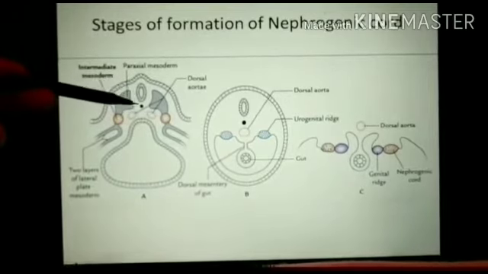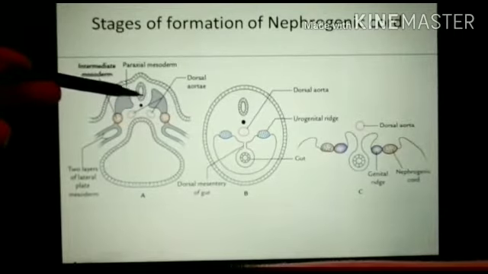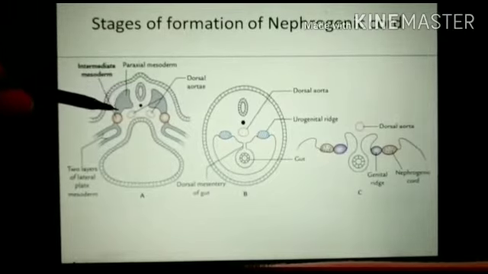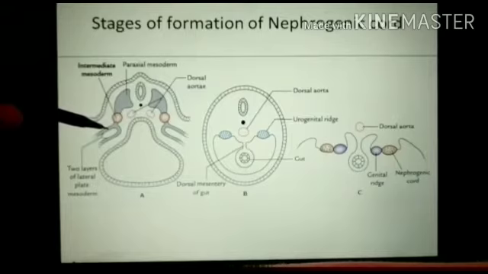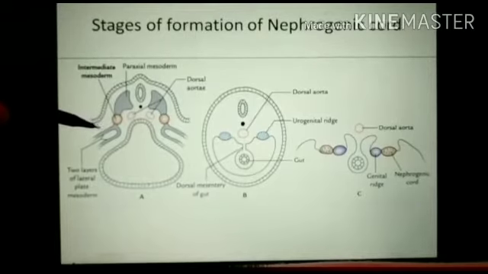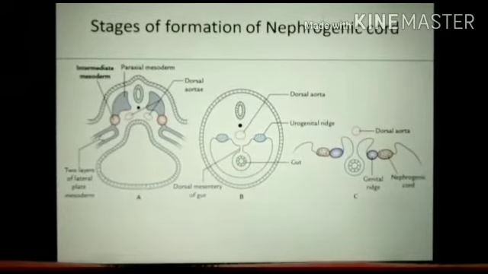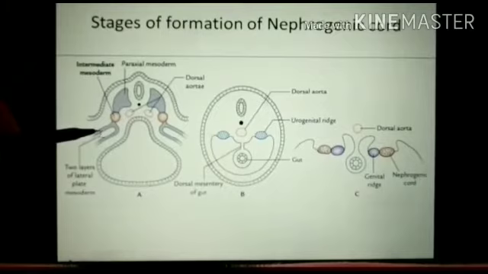Now on each side of the notochord, the intraembryonic mesoderm divides into three parts. On each side of the notochord will be paraxial mesoderm, lateral to it will be the intermediate mesoderm, and lateral to intermediate mesoderm will be the lateral plate mesoderm, which again is divided by intraembryonic coelom into two parts, which are somatopleuric and splanchnopleuric layer of the lateral plate mesoderm. So here is the intermediate mesoderm which is present between paraxial and lateral plate mesoderm.